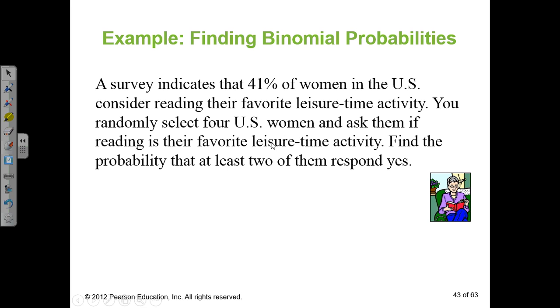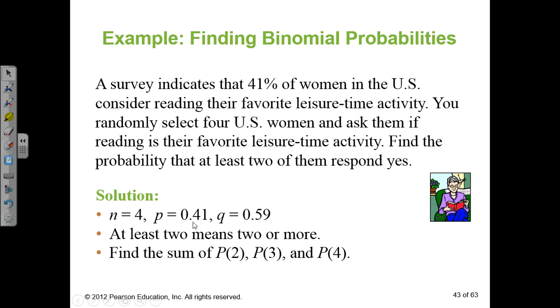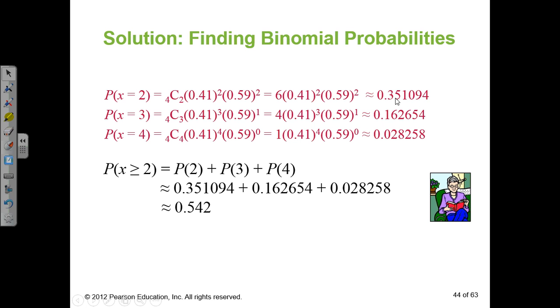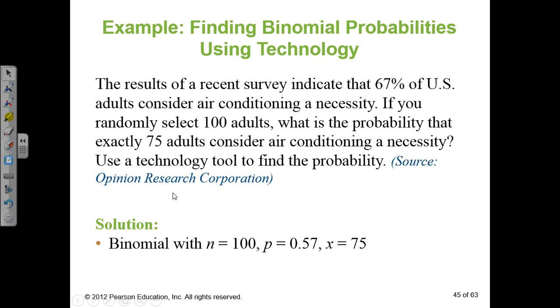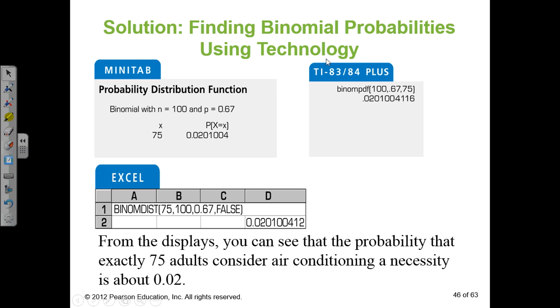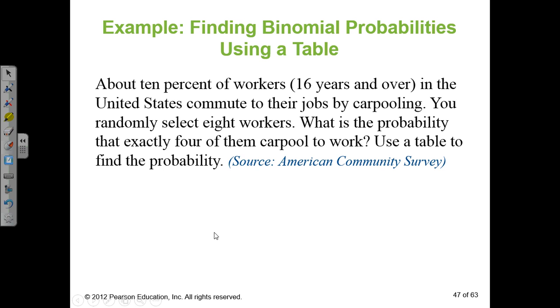Recall from chapter 3, when we're talking about probabilities and we say the probability of this or that, we add those quantities together. So we're going to find the probability that x is 2, the probability that x is 3, the probability that x is 4, and add them up, and we get the probability that at least 2 is approximately 0.542. I did not make the use of technology required in this class, so we're going to skip through this, but you do have a table associated with your book. So let's look at how to use the table.